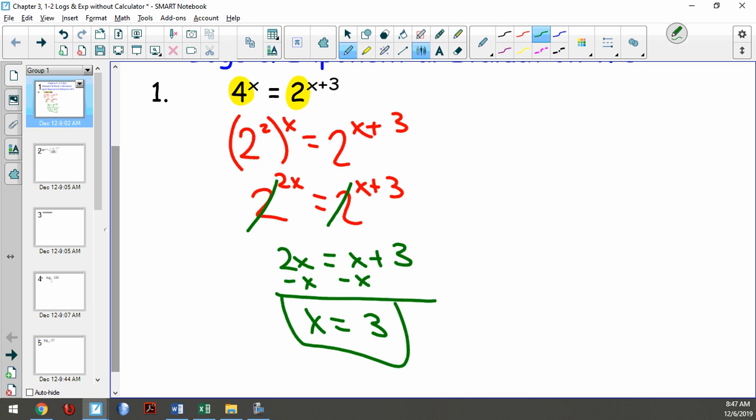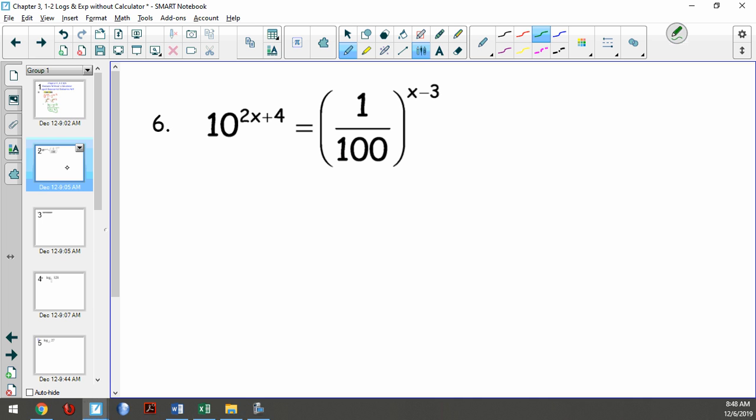What do we not like about that, sir? 2x minus x is 1x. No, that's just solving equations. 2x equals x plus 3, right here? Yeah, just simply subtract x on both sides. We good? Okay. All right, number 6.